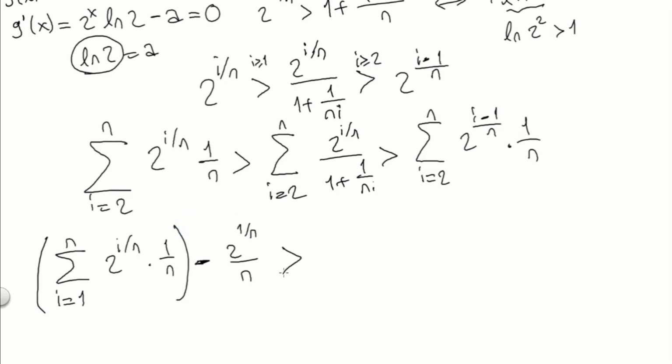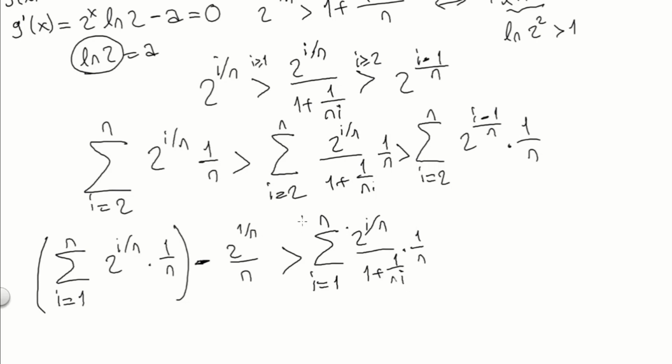And so I can say this is bigger than, and I will just use the same trick for all of them. So this will be just the same, 2 to the i over n. Also, I didn't put 1 over n here. There is also, of course, 1 over n. 2 to the i over n, 1 plus 1 over n i, 1 over n. This is i.